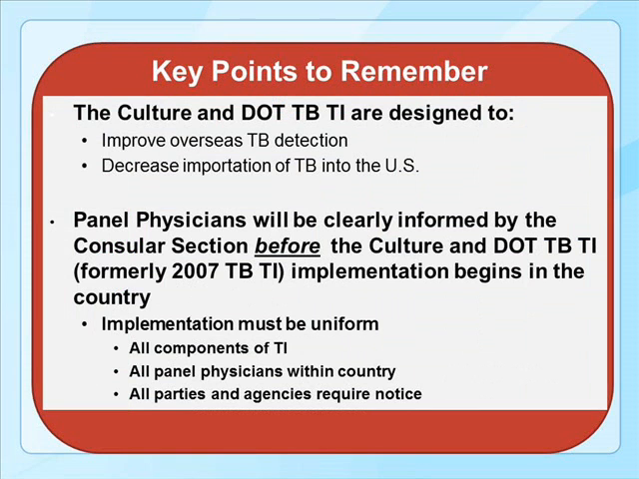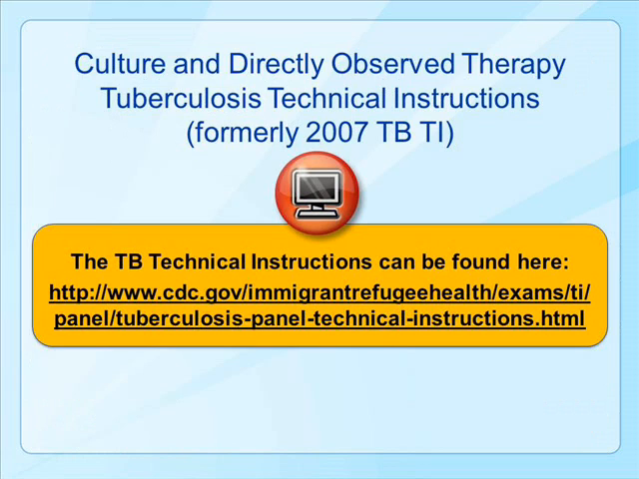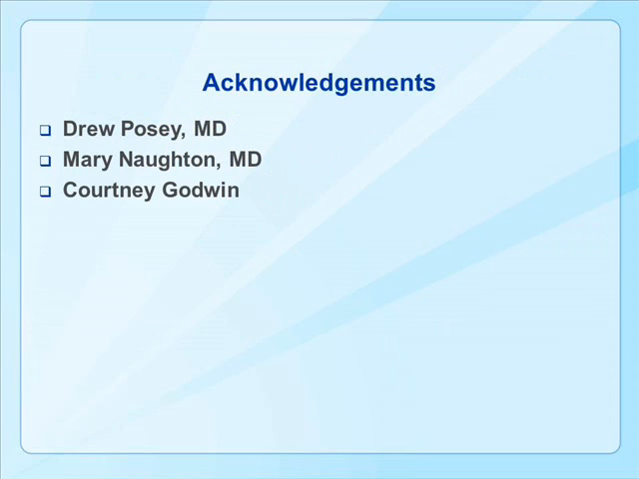So the key points to remember are that the culture and directly observed therapy TB technical instructions are really designed to improve overseas TB detection and decrease importation of TB into the United States. Implementation is occurring now and must be uniform. And Drew Posey from the Division of Global Migration and Quarantine is going to speak more about the implementation in just a minute. So here's the link for the TB technical instructions, and I will stop there, acknowledge these folks for my slides, and turn this over to Drew.